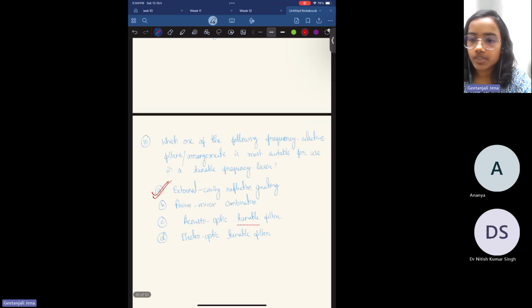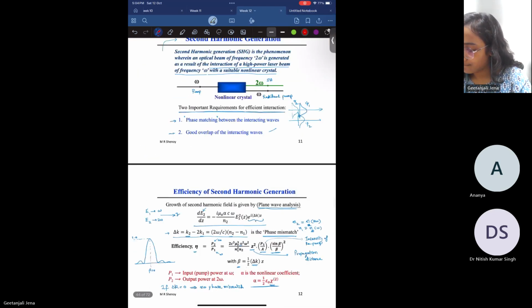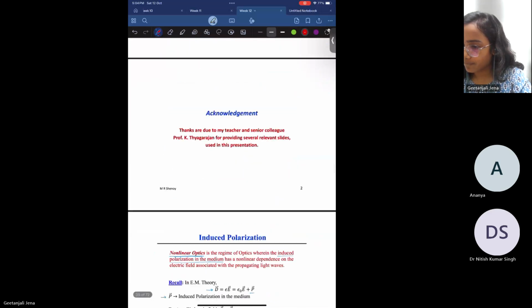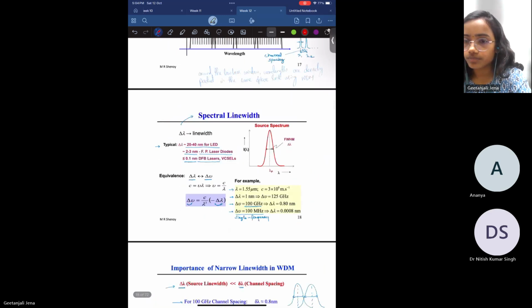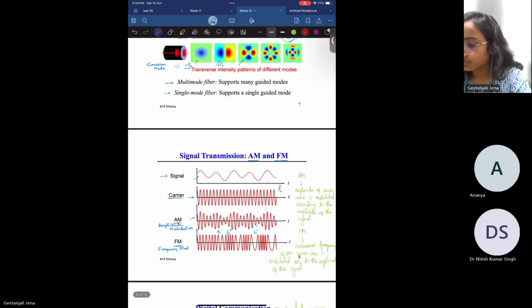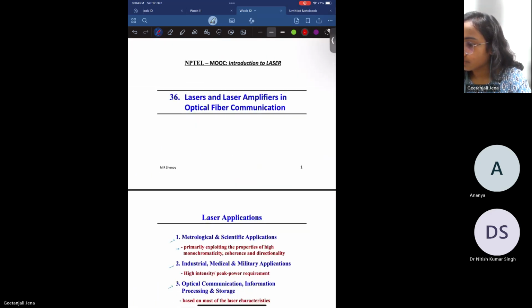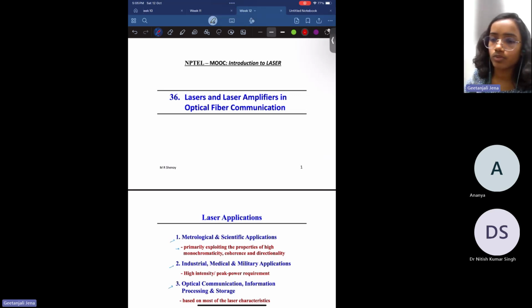So we have solved 10 problems related to week 11. I think all these problems are clear to you. I have solved numericals as well as conceptual ones. Let me know whether you have any doubt in any of these questions. Otherwise, we'll move to week 12. If there is no doubt, then let me move to week 12.